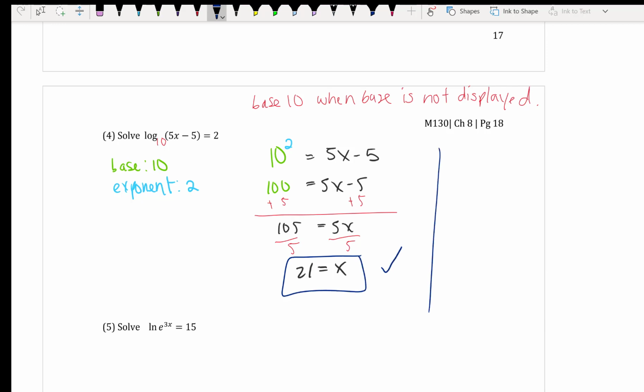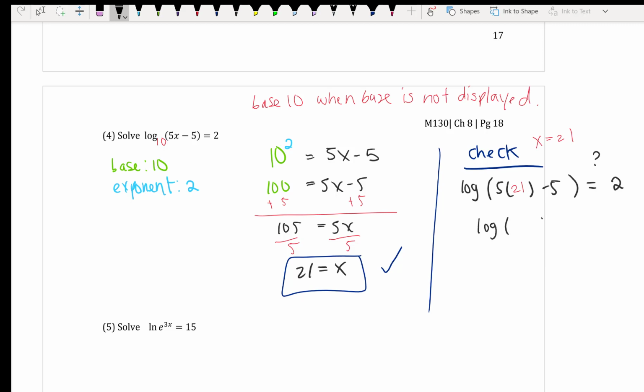And what I did to check, I did the log of 5, and I wanted to see if it equals 2. The number that I plugged in was 21, because I had x is equal to 21. So I had 5 times 21 minus 5, which is 100. And it checked out. 2 is equal to 2. That's why it was able to work out.